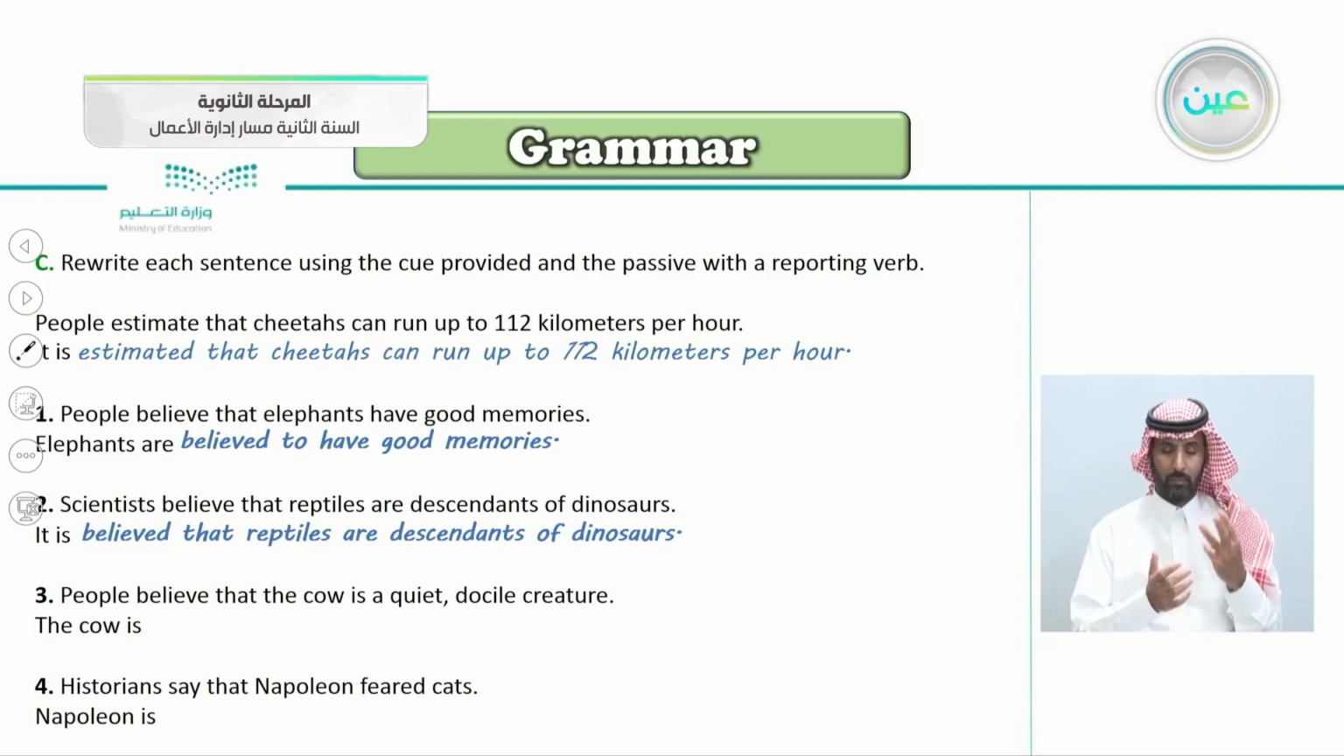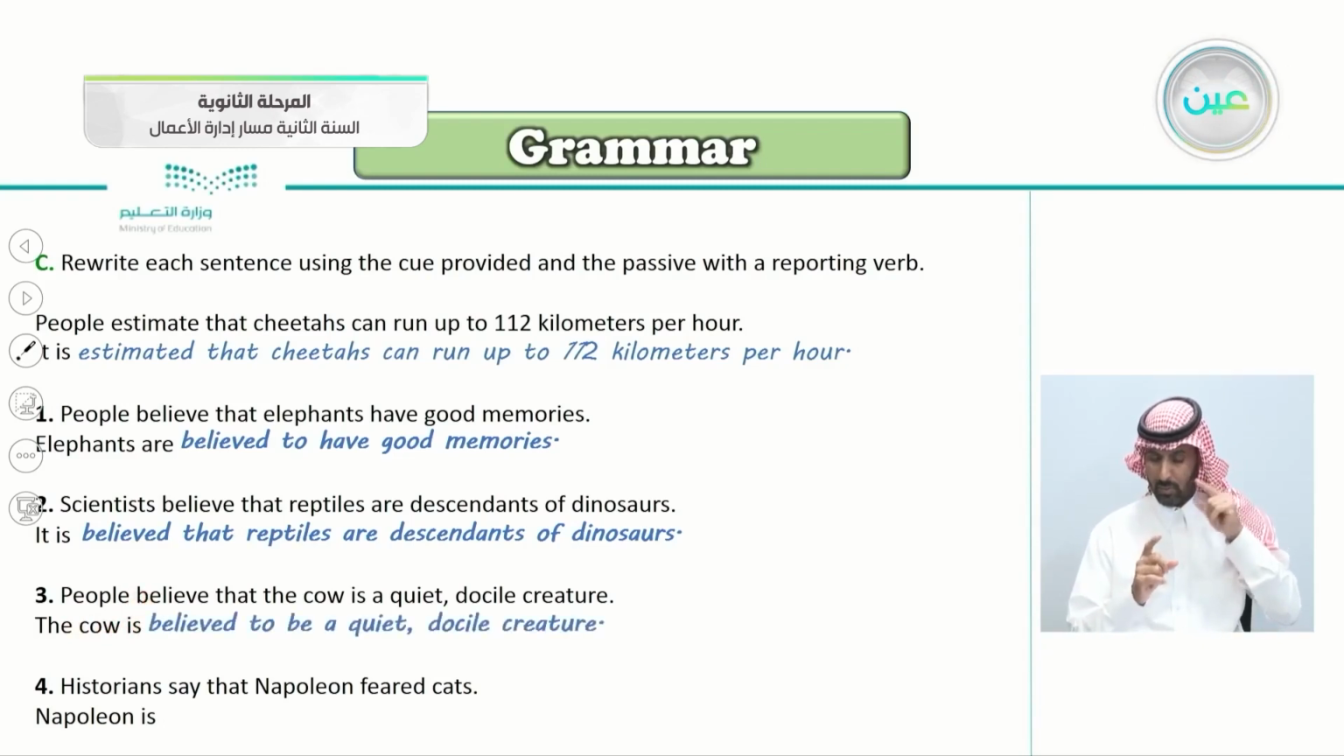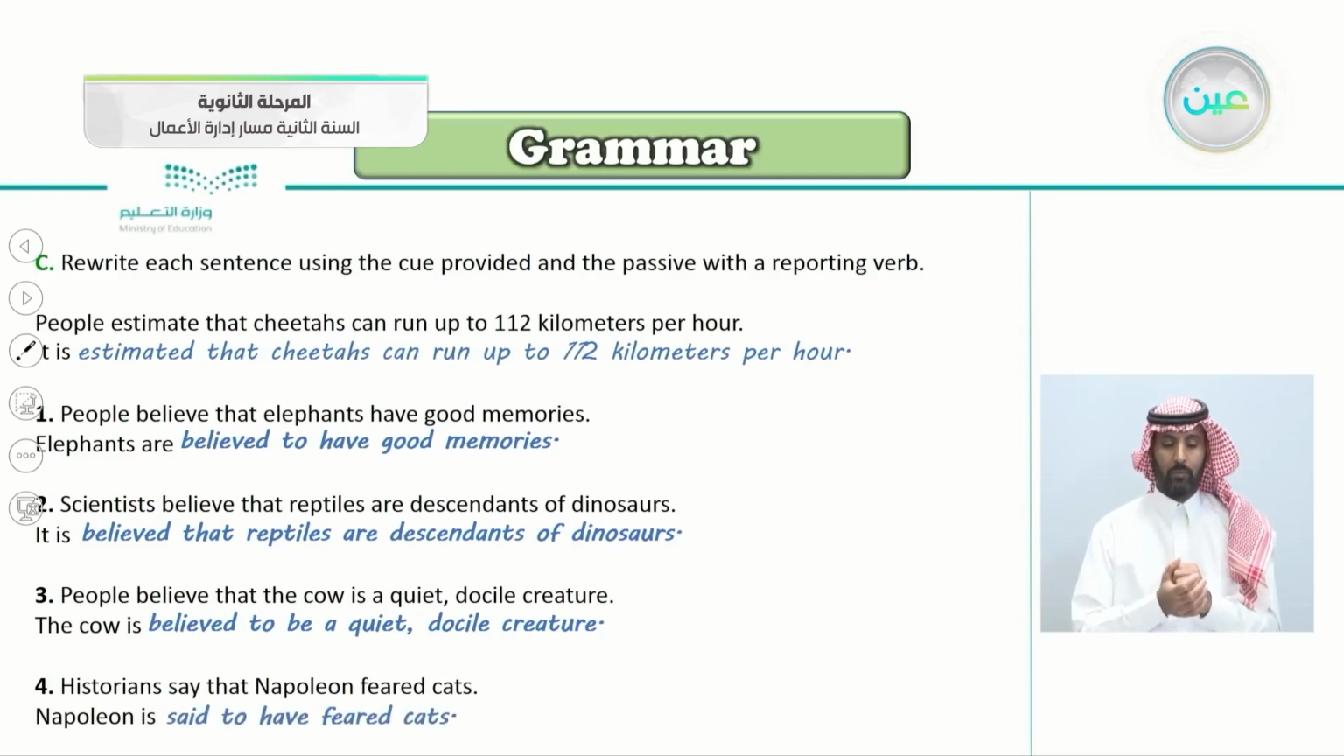Number three, people believe also that the cow is a quiet, docile creature. So what do we say here? The cow is believed to be a quiet, docile creature. Number four, historians say that Napoleon feared cats. This is different here. So we say Napoleon is, and the verb say, yes, is said to have feared cats.